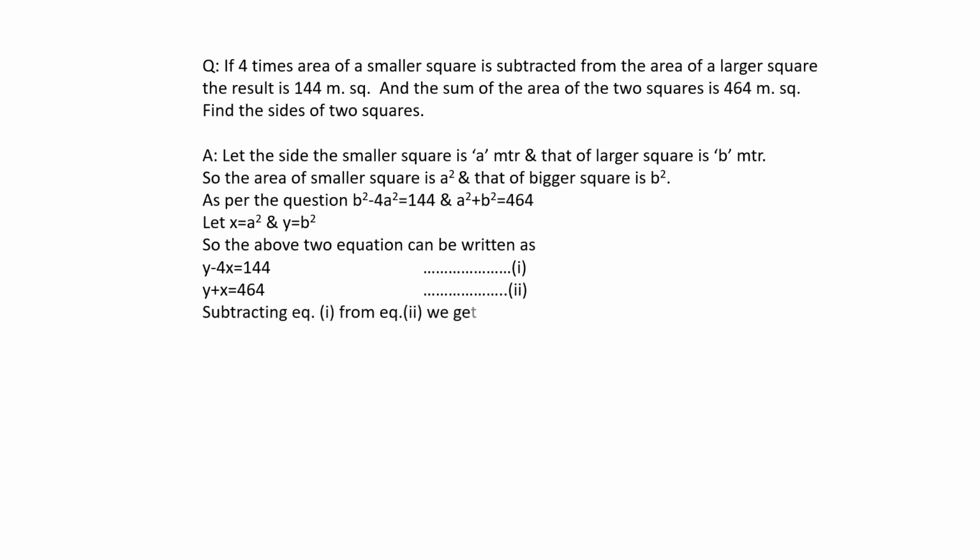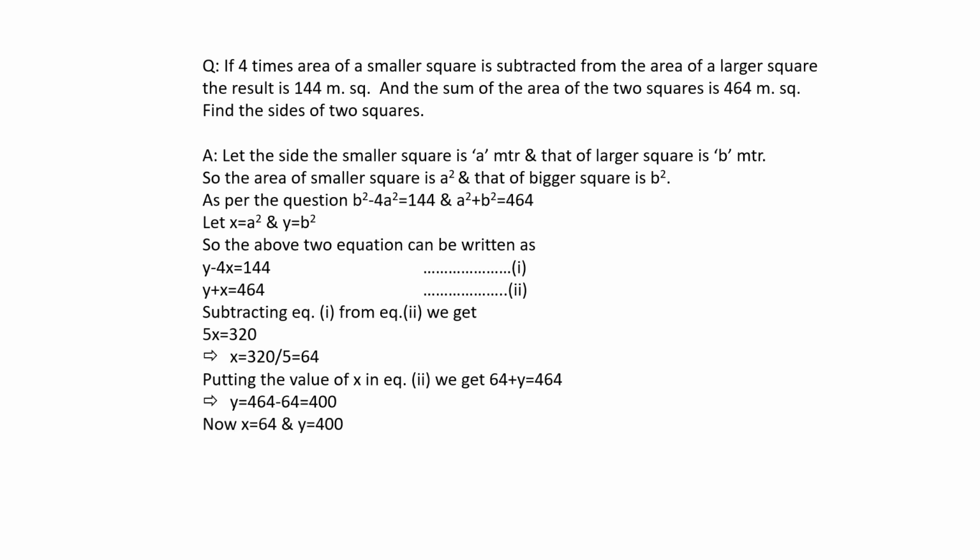Now subtracting equation 1 from equation 2, we get 5x equals 320, or x equals 320 by 5, which equals 64. Putting the value of x in equation 2, we get 64 plus y equals 464, or y equals 464 minus 64, which is nothing but 400. So we have x equals 64 and y equals 400.